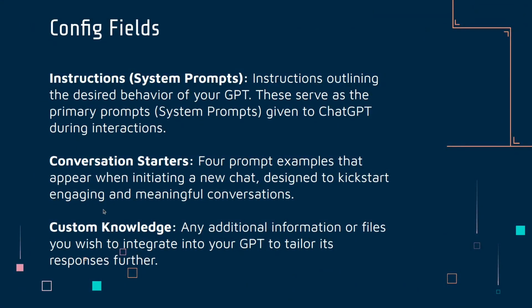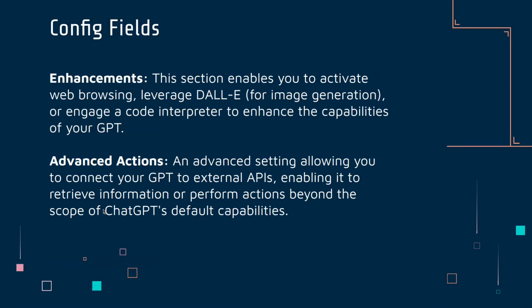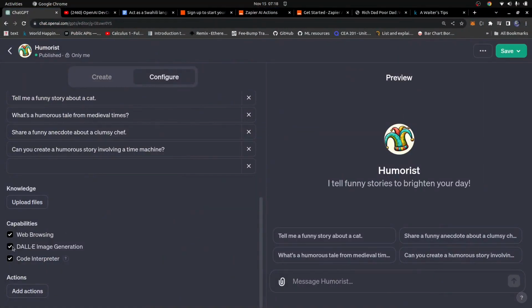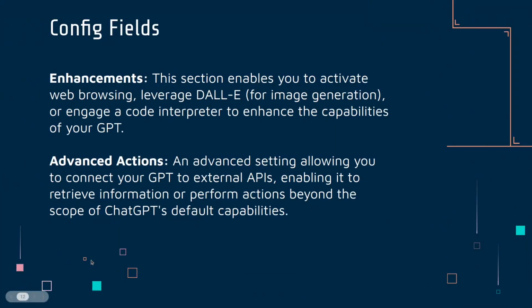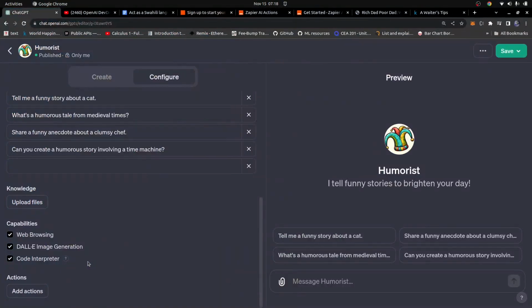You can also add enhancements. These are the enhancement capabilities: the ability to browse the web, the ability to use DALL-E, and the ability to use the code interpreter to write Python code to do different things and analyze data in different ways. You also have advanced actions, and you can add advanced actions such as Zapier to automate sending emails and other things like that. We are going to look at all of this in just a second, so don't worry about it. You're going to look at all of it.